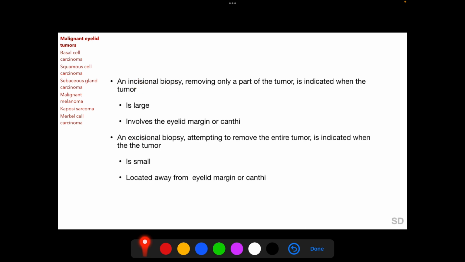In an incisional biopsy, only a part of the tumor is removed, and an incisional biopsy is indicated when the tumor is large and involves the eyelid margin or the canthi. In an excisional biopsy, an attempt is made to remove the entire tumor and is indicated when the tumor is small or is located away from the eyelid margin or canthi.